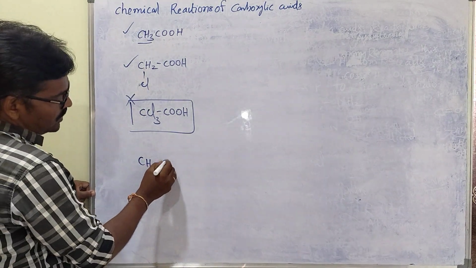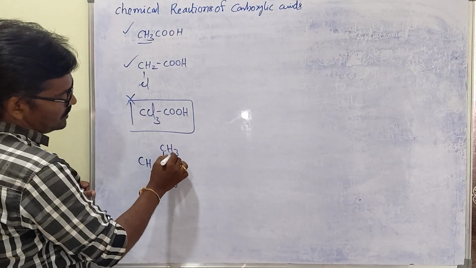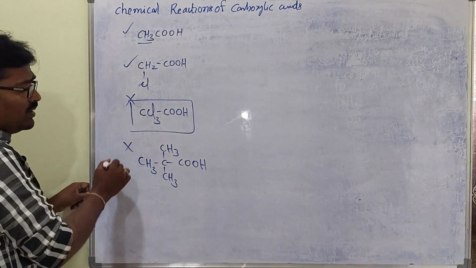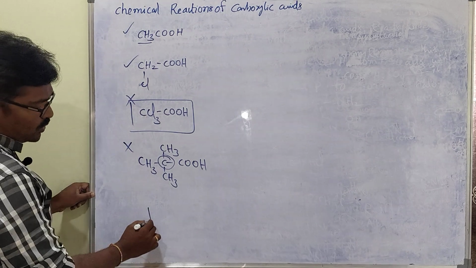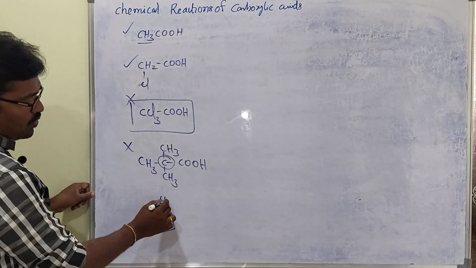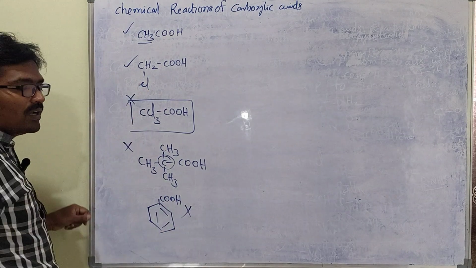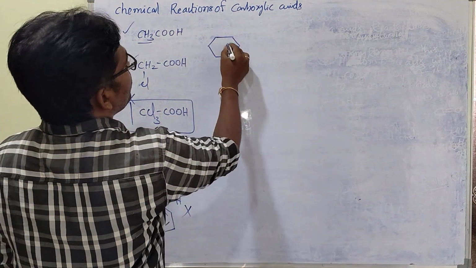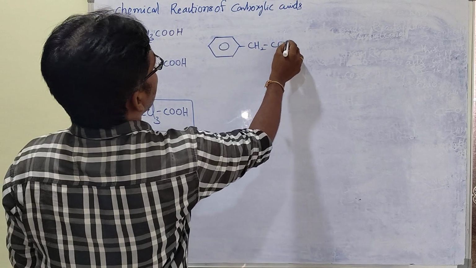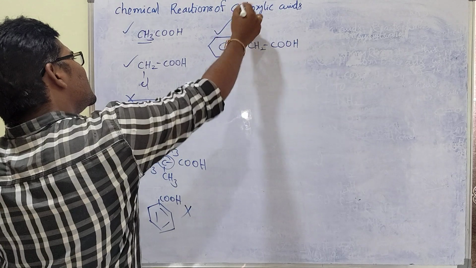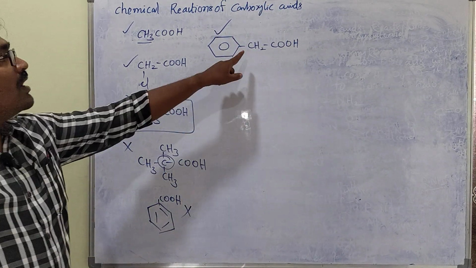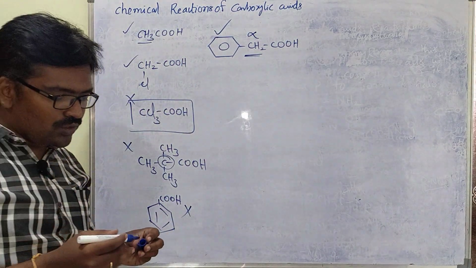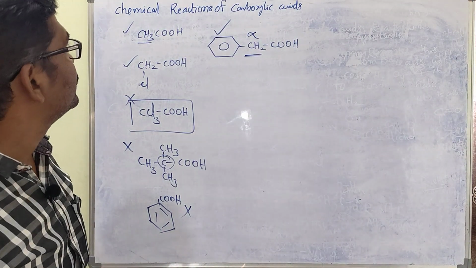One more: (CH3)3C-COOH. Is it involved in the HVZ reaction? No, because alpha hydrogen atoms are not there. Benzoic acid, C6H5COOH, is also not involved in the HVZ reaction. So which are involved? If the benzene ring is attached to CH2 and then COOH, is it involved in the HVZ reaction? Yes, because alpha hydrogen atoms are there. Only if alpha hydrogen atoms are there does the HVZ reaction take place. Otherwise, it won't. Okay?